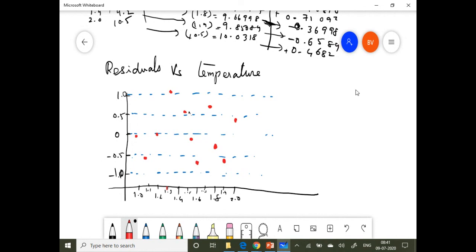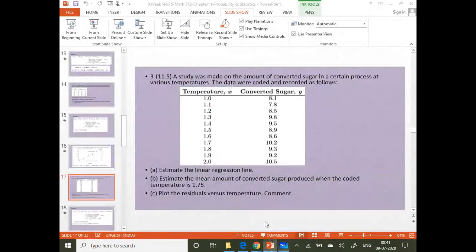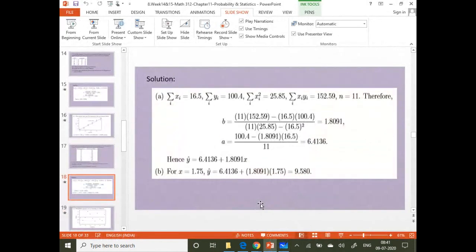So this is the scatter graph for residual versus temperature. That is the end of this problem. Okay. Thank you very much. And let's see any other problem for me.